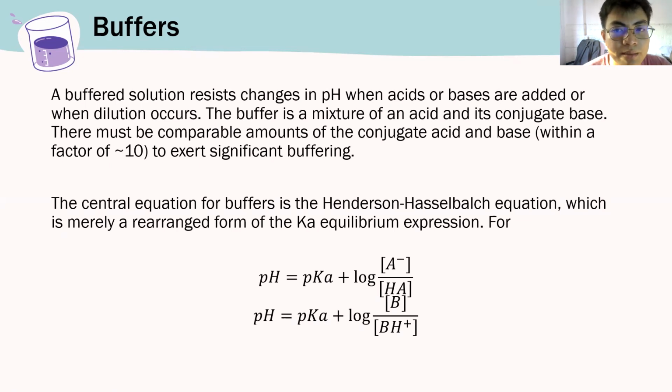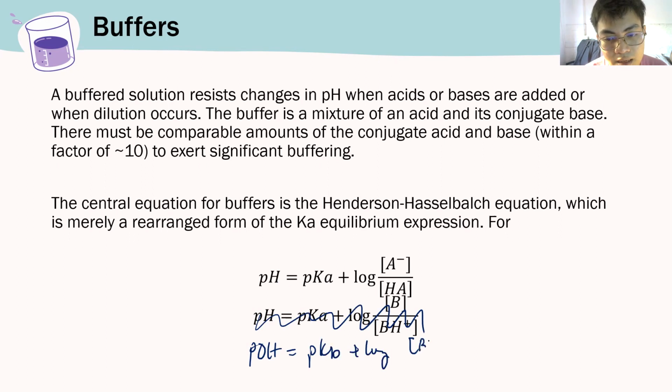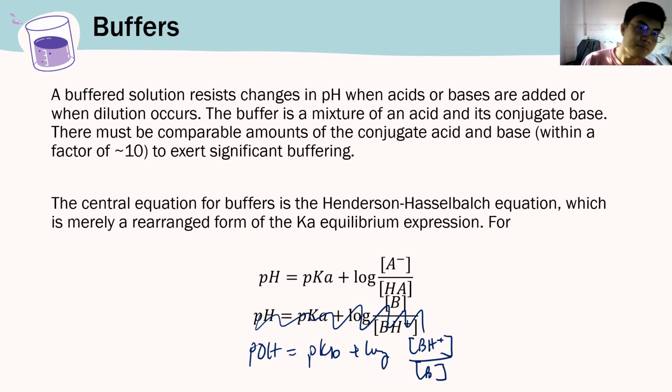If you have a buffer system, it is composed of a conjugate acid-base pair, or a conjugate base-acid pair, and they try to resist the change in the pH of the solution. There is a mistake in this equation. Sorry, this should be pOH equals pKb plus log BH+ over B. Sorry, I forgot to change it. Okay, so that's buffers.